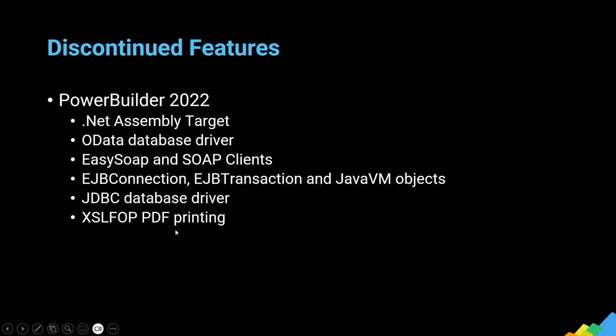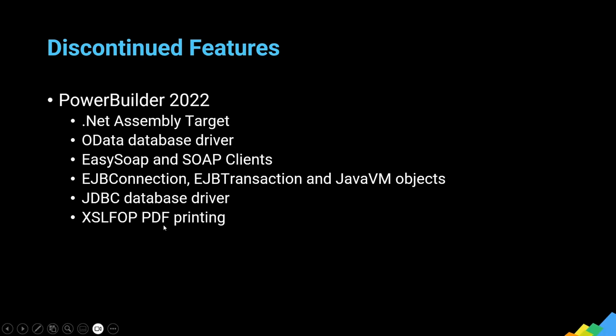PowerBuilder 2022, this is the GA version, removed the .NET assembly target, OData database driver, the Easy Soap and Soap clients, the EJB connection, EJB transaction, and Java VM objects, JDBC database driver, and XLS FOP PDF printing. So once again, if you're using any of these features, you're going to need to come up with a workaround.